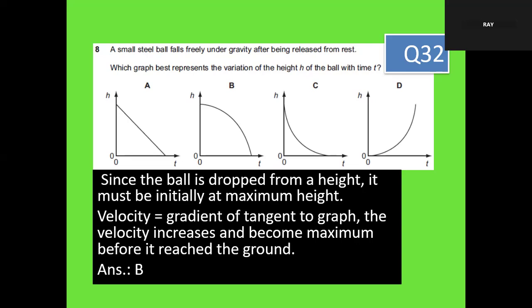Since the ball is dropped from a height h, it must be initially at a maximum height. So it cannot be D. Velocity is the gradient of the tangent to the graph. The velocity increases. This velocity is constant. This one, the gradient starts to decrease, so velocity decreases. This one, velocity increases. So the answer is B.